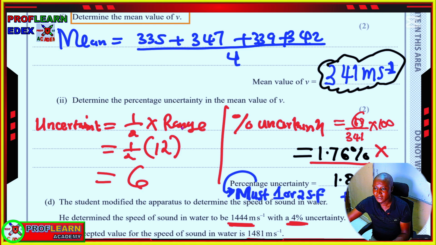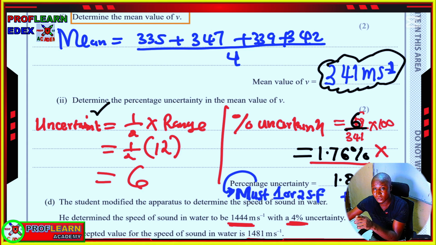For this case, our range is 12: the largest value minus the smallest value was 12. Then half of 12 is 6, and that's going to give us our uncertainty. Then percentage uncertainty will be the 6, which is the uncertainty, over the mean that you had gotten here, times 100, and you're going to get your answer being equivalent to 1.8%.